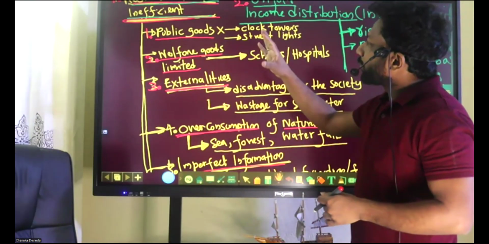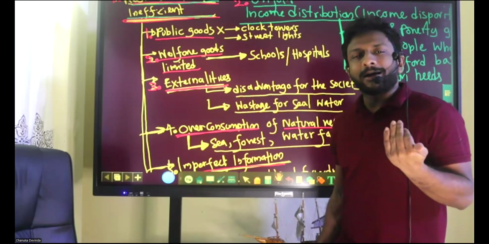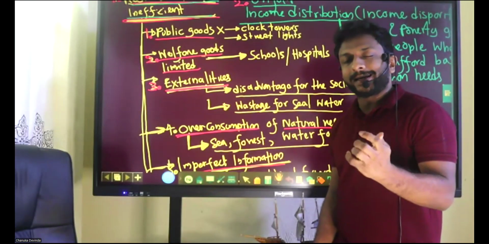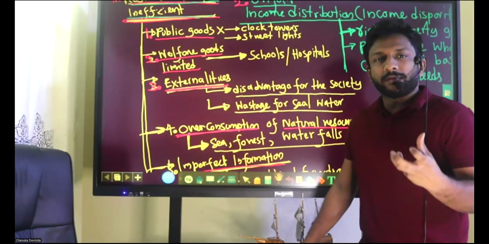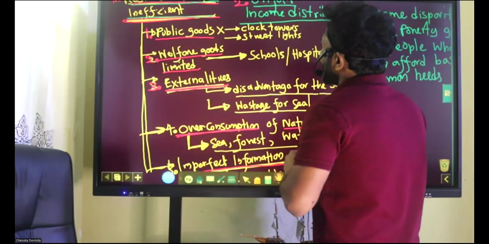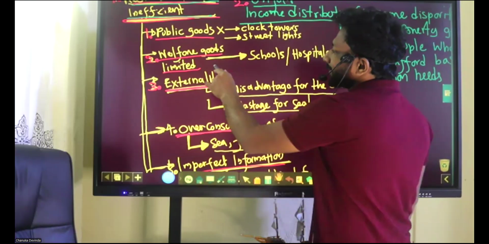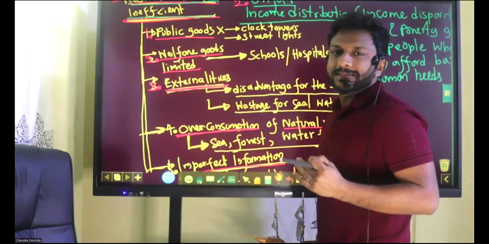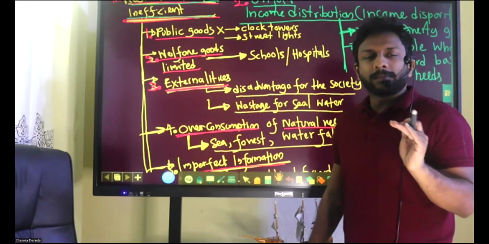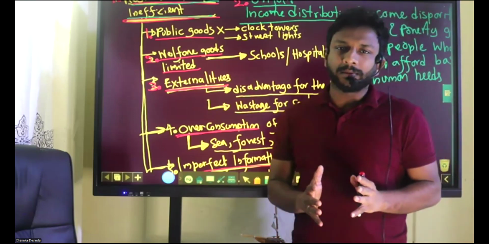We do not pay for the clock towers. We do not pay for the street lights. And there is no government in a market economy, since the private sector always wants profit. Because of the profit earning incentive in the market economy, the private sector does not provide clock towers, street lights and other public goods. Welfare goods are limited. They provide welfare goods but limited supply, because all the people cannot afford private education, private hospitals in the economy. Some of them can, but others can't.